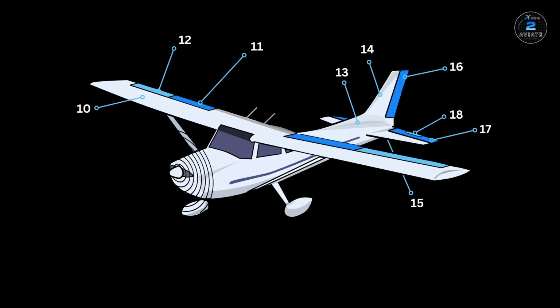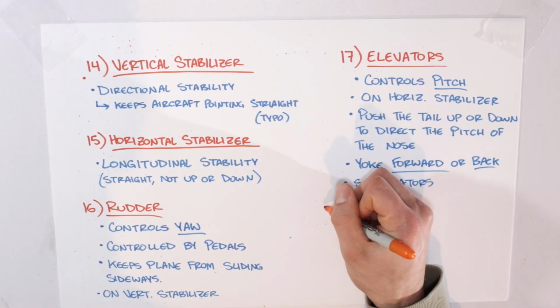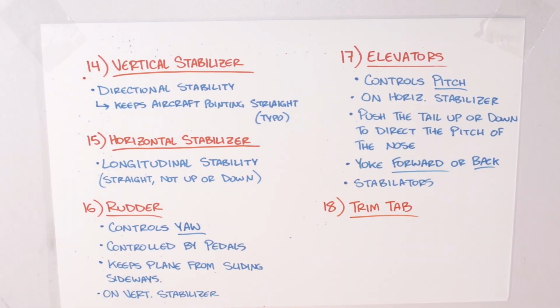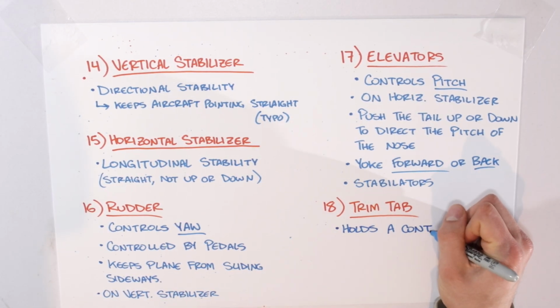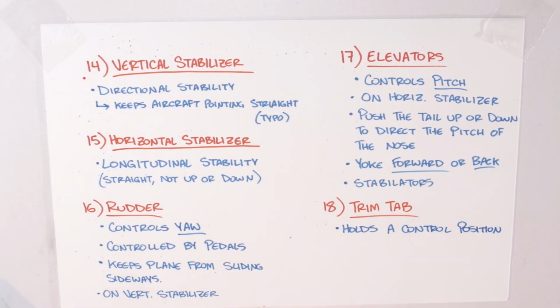The last one we'll discuss is number 18, which is the trim tab. Trim tabs are small, but they're crucial for comfortable piloting. A trim tab is a small adjustable surface attached to the trailing edge of the elevator. What it does is basically hold a control position for you, so you don't have to apply constant pressure.